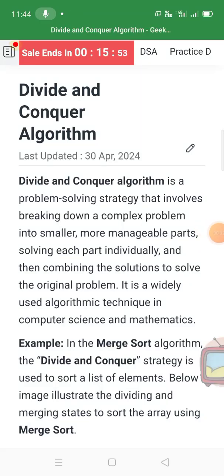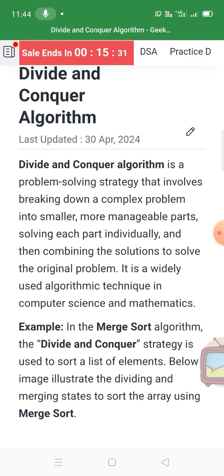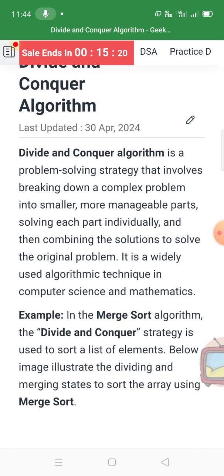Good day to all. Now we see about the divide and conquer algorithm in fundamentals of computer algorithm. The divide and conquer algorithm plays a major role in the fundamentals of computer algorithm. It is a problem-solving strategy that involves breaking down a complex problem into smaller ones. The very big problem is subdivided into manageable parts, each part is solved individually, and finally the parts are combined, and we get the solution.